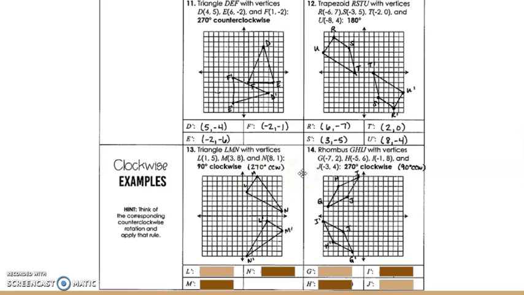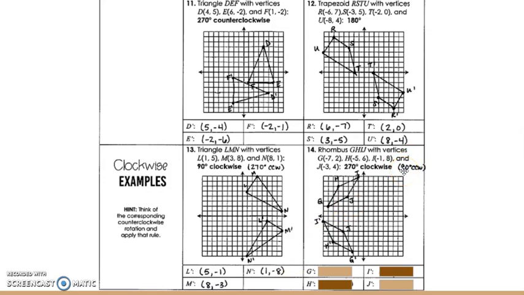270-degree counterclockwise means that I'm taking my x and y, I'm switching it so it's y and then x, and I'm negating my x, or I'm doing the opposite sign. So 5 and 1 switch to 5 comma 1, and then that 1 turns into negative 1. 8 and 3 switch to 8 comma 3, and that 3 turns into negative 3. 8 and 1 switch to 1 comma 8, and that 8 turns into negative 8.